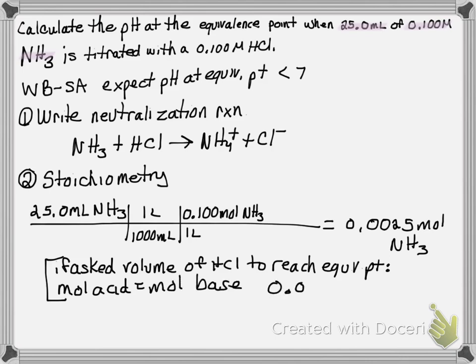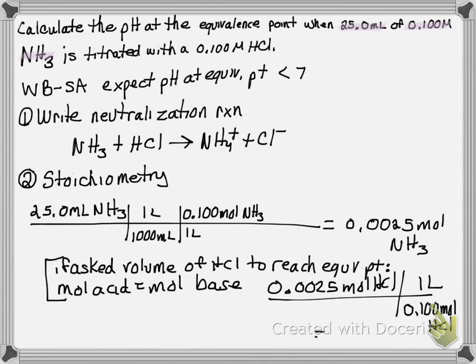Or I know that at the equivalence point, the moles of acid equal moles of base. I have added the exact right number of moles of HCl to react with the exact right moles of NH3 that I had to start with. So if I had 0.0025 moles of NH3 in the beaker to start with, I would have to add 0.0025 moles of HCl to reach the equivalence point. Moles of acid equal moles of base.